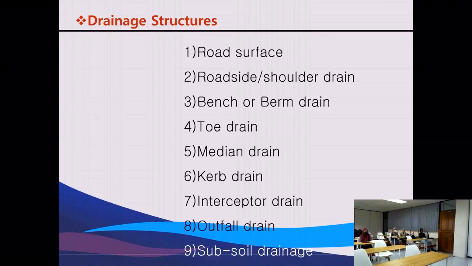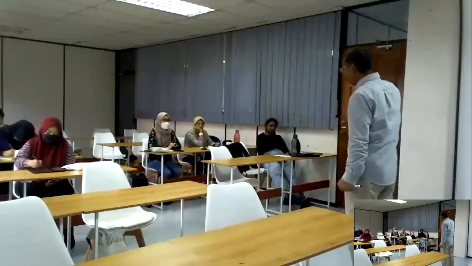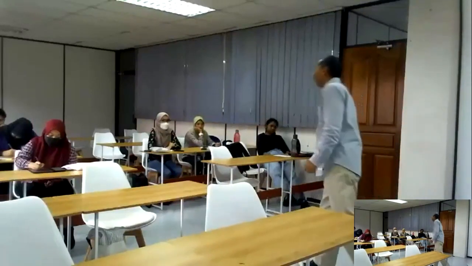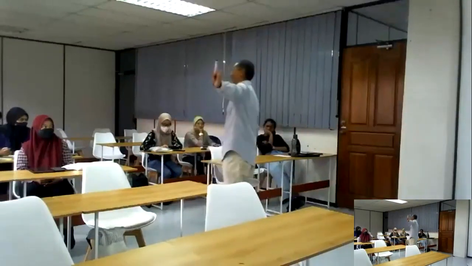And then you have bench or berm drain. It depends. You call it bench when it's on a cut slope, berm when it's on the fill slope, right? But bench is actually the step of the slope. Later on we'll look at some illustration. Number 4 is the toe drain. Toe drain is the drain that is at the toe of the slope. So you have a road embankment, and at the bottom there is a drain. So that's toe drain, right?